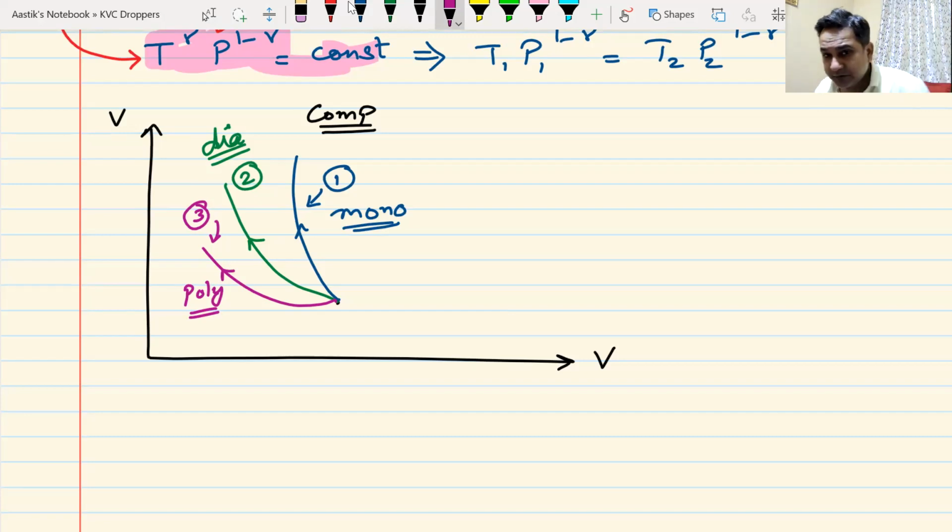Don't look at top, bottom, and in between. Always look for the steepest graph. Steepest graph is for monoatomic gas. That was the entire contention. I'll give you a minute. Till then, I'll switch on my slides. And you have time to note it down.